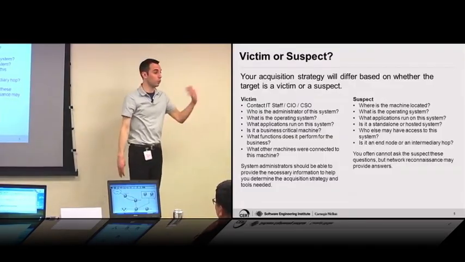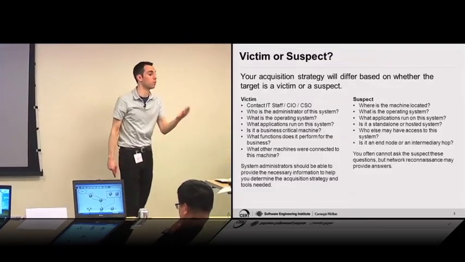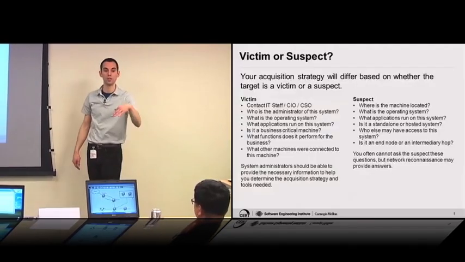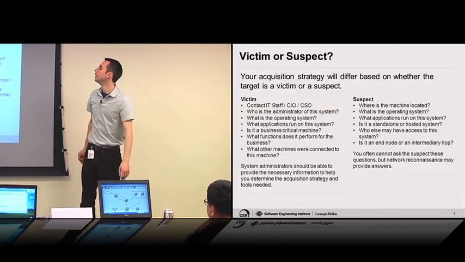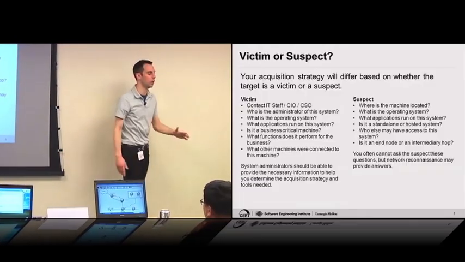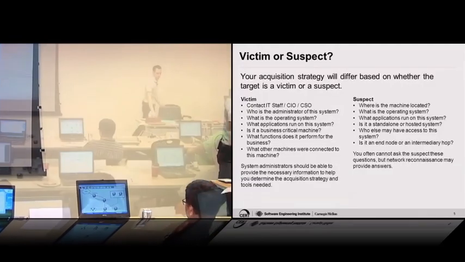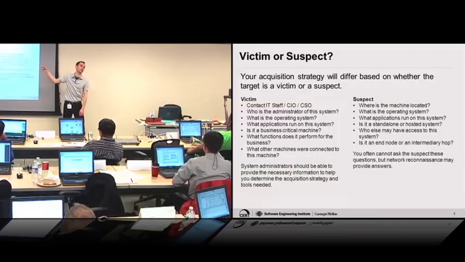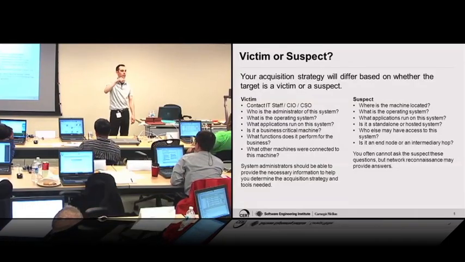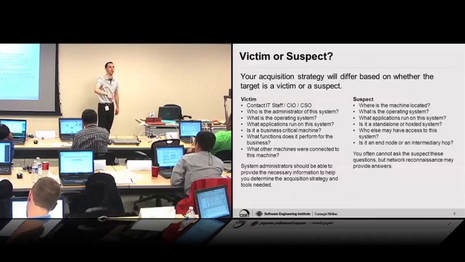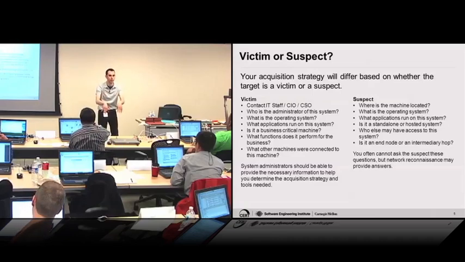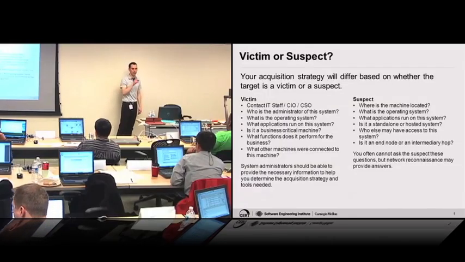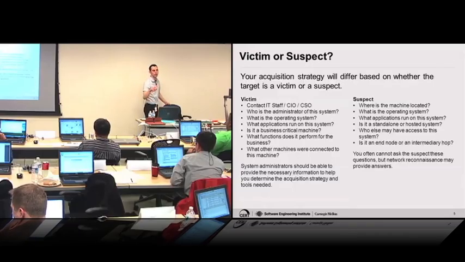We can get information like whether it's a standalone or hosted system based on where it's located. Maybe it's at a hosting facility or it's in somebody's home. Who else may have access to the system? That can often be a difficult one to access. And one of the most important discussion points is whether this is an end node or an intermediary node. By that I mean, is this a hop or a link in the chain, or is it the end, where the person is sitting at the computer? That can sometimes be difficult to get, but it can also be easier to interpret than you think.